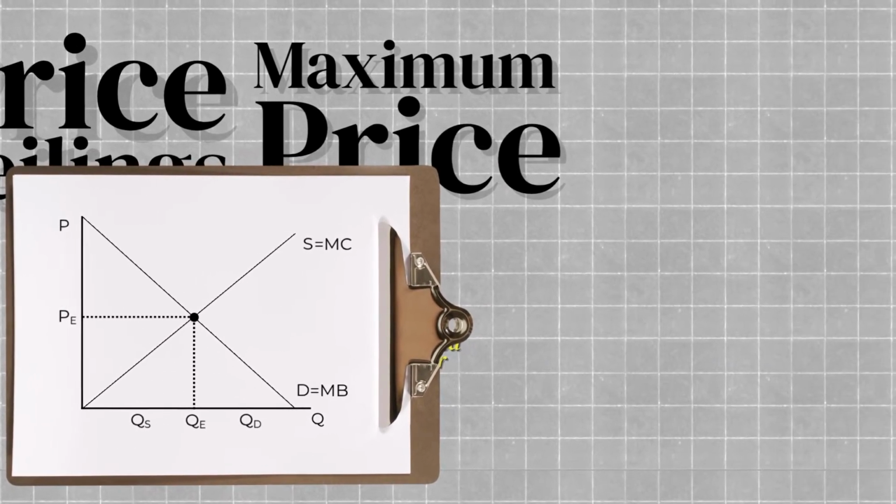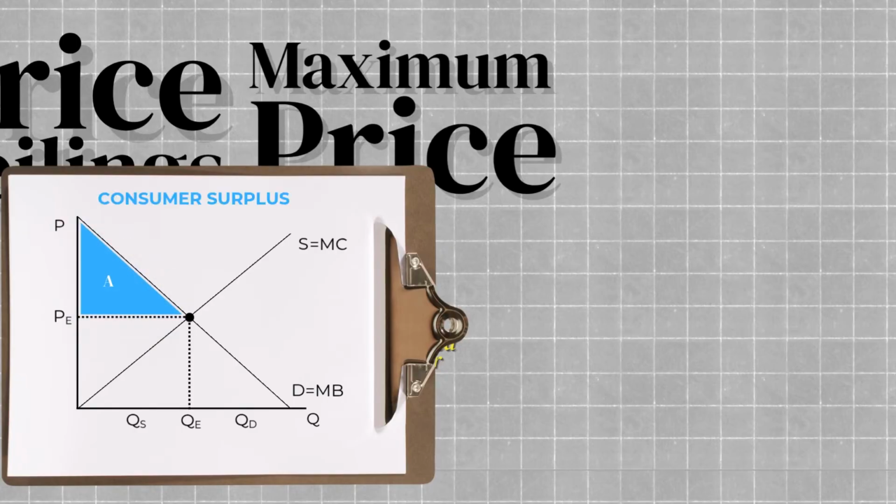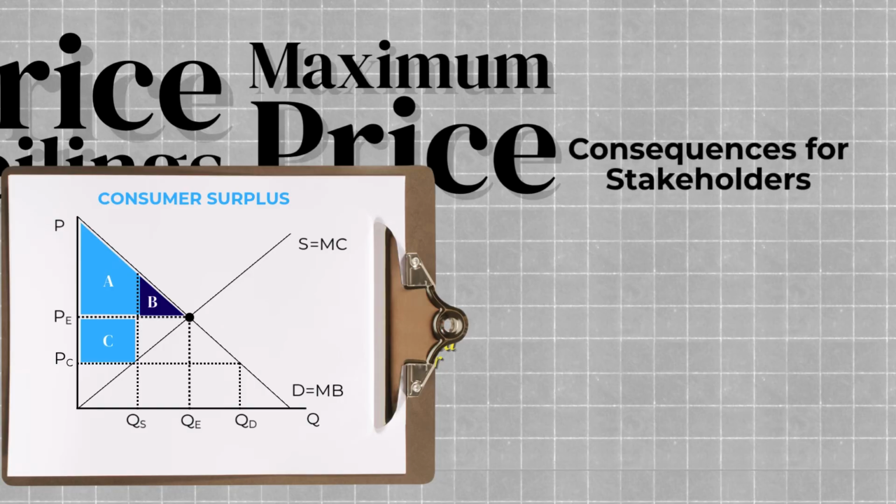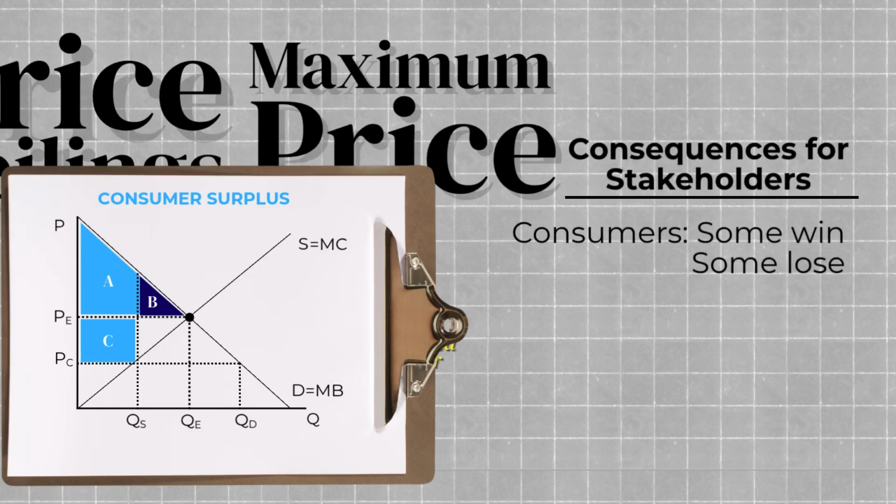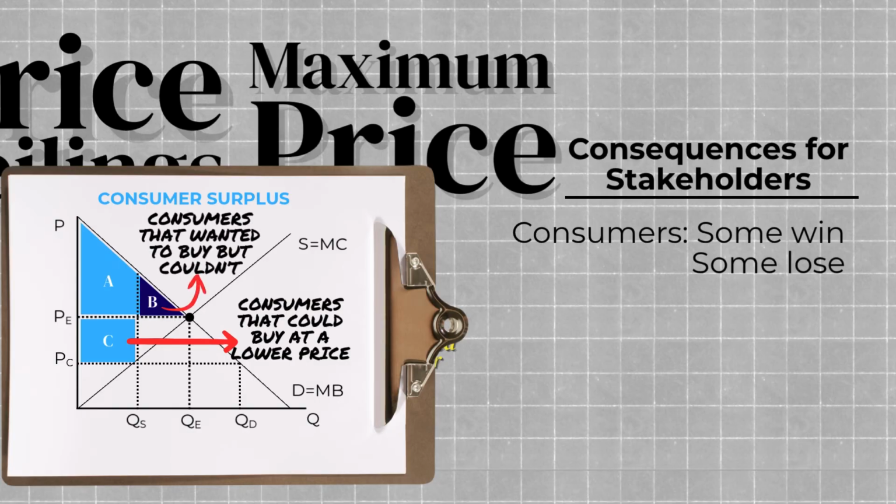First, the consumers. Going back to the diagram, you can see the consumer surplus loses B but gains C as a result of the price ceiling. This means that consumers gain some but also lose some. This is because the consumers that were able to buy at the lower price are better off. However, not all consumers that wanted to buy the product could, so these consumers are left unsatisfied.